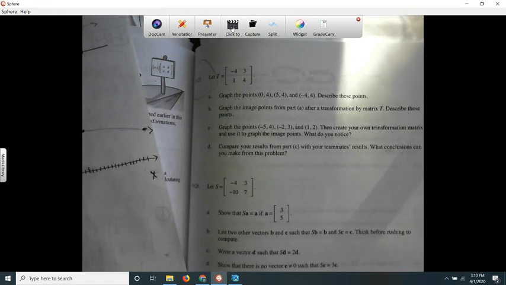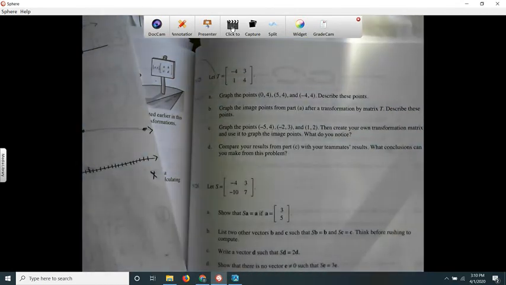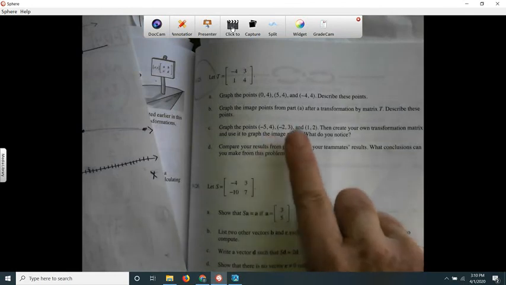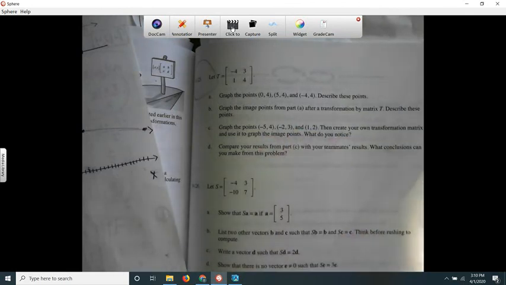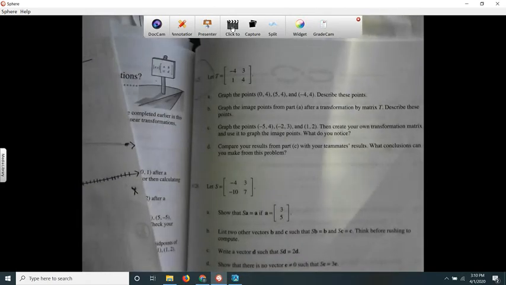So I think it's worth it, if you have time, to try doing this for yourself. See if you can make up your own little matrix, multiply the points, and then graph them on a graph. It's kind of ugly, but do what you got to do. And that's it.